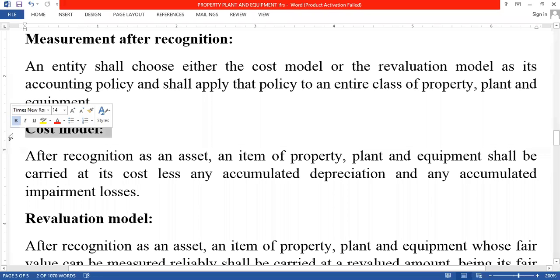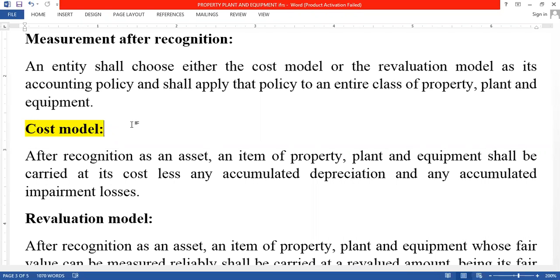Two models are taken into consideration for measurement after we install an asset in an organization, either machinery, furniture, or any equipment. The entire evaluation or measurement is placed in two models, which we call the cost model and the revaluation model. These two models are essential, and every organization takes them into consideration for the measurement of an asset.